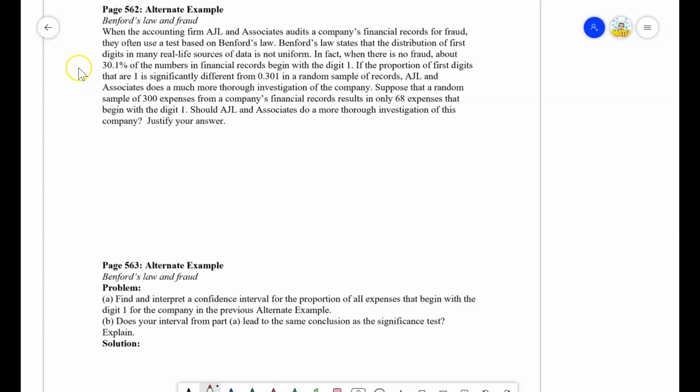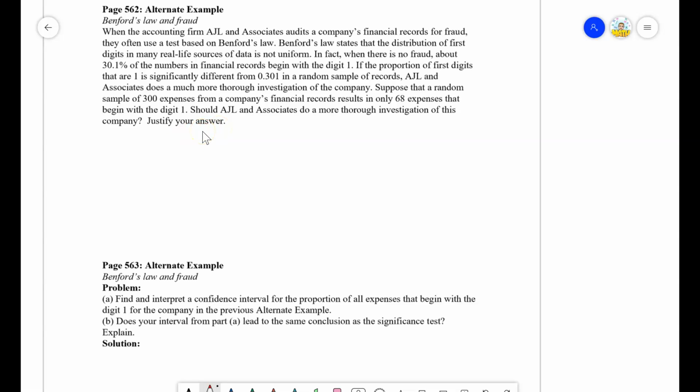So we want to see if the proportion, 68 out of 300 expenses, is significantly different from 30.1%. And again, should AJL Associates do a more thorough investigation? This says justify your answer. A lot of times I'll have students just kind of give their opinion here.